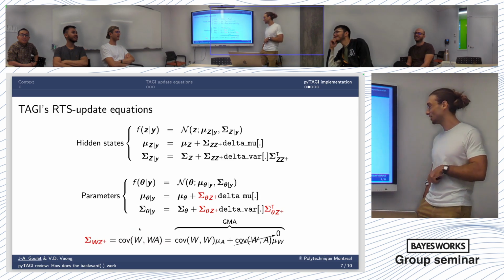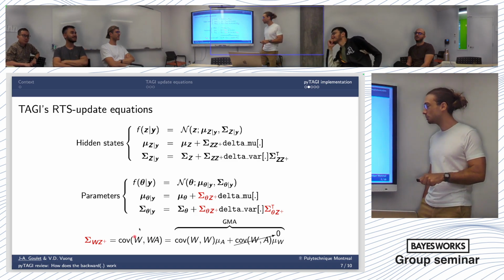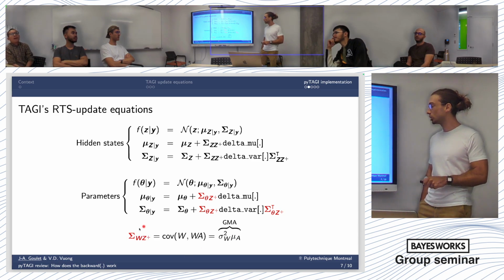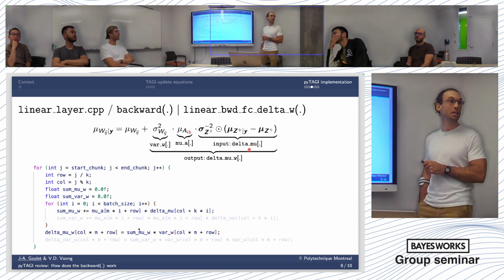So if I do the same thing we had before, it's always the same structure. Covariance between W and W is going to be the variance of W times mu A. And the covariance of W and A, like before, it was 0. This term drops. I'm just going to have the variance of W times mu A. So it means that sigma of WZ is going to be this term. So I should get that formulation that is implemented in pyTAGI for updating the weight parameters.